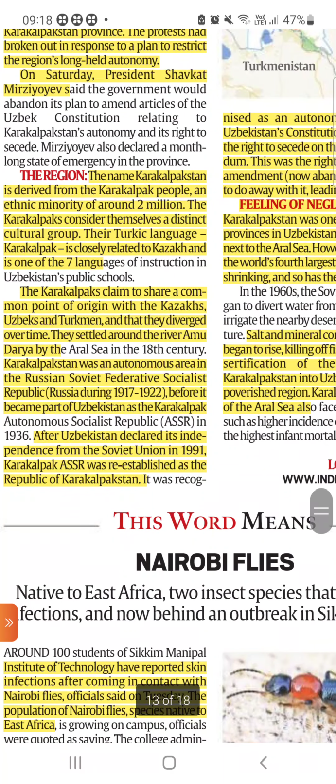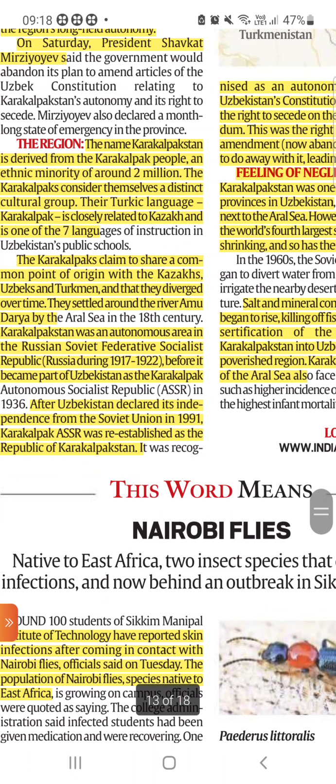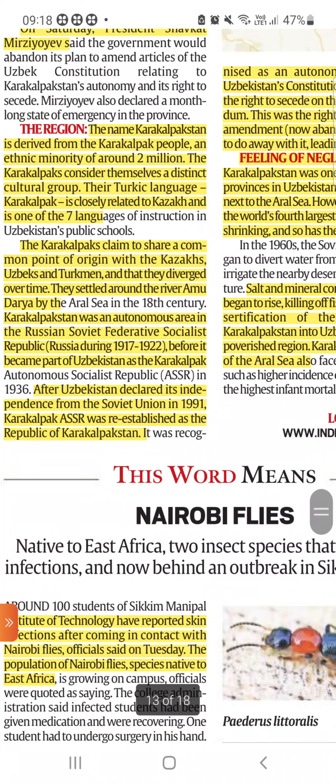Their Turkic language, Karakalpak, is closely related to Kazakh and is one of the 7 languages of instruction in Uzbekistan's public schools. Karakalpaks claim to share a common point of origin with the Kazakhs, Uzbeks and Turkmen, and then they diverged over time. They settled around the river Amu Darya by the Aral Sea in the 18th century.